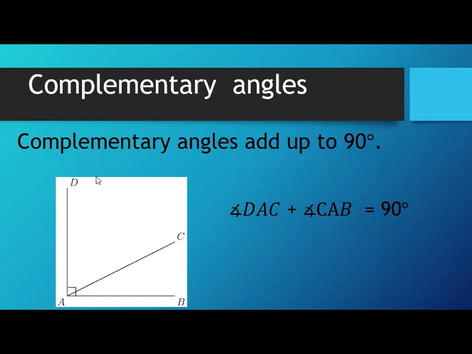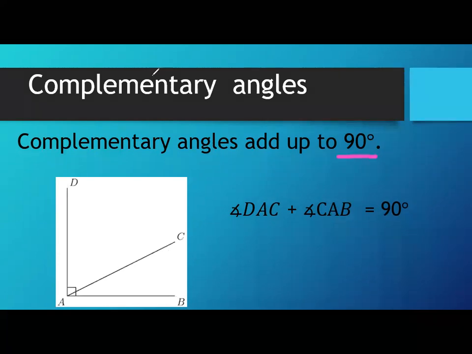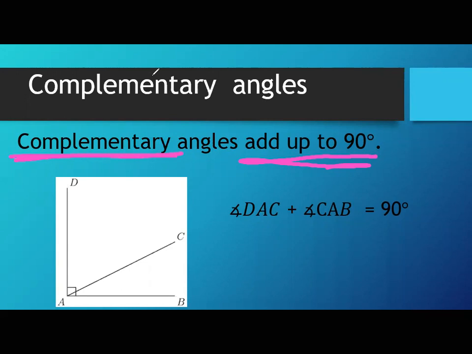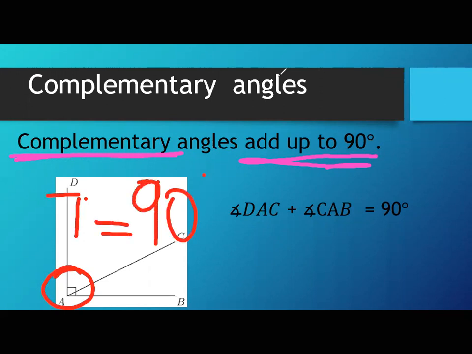So the angle DAC plus the angle CAB are complementary because they add up to 90 degrees. So it's important to remember this, that complementary angles are angles that add up to 90 degrees. Just want you to remember, this is the symbol of 90 degrees. It's kind of like an inverted L, and it is equal to 90 degrees, okay?